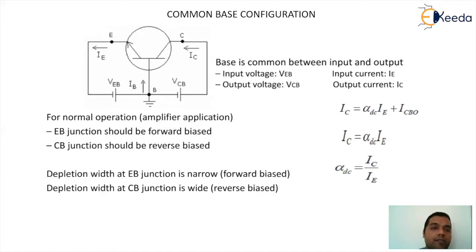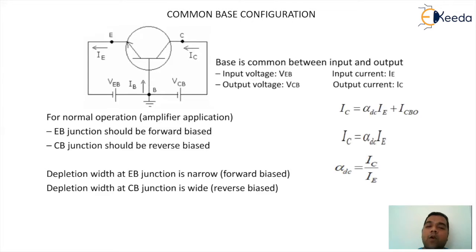There are two junctions, one junction between base emitter and one junction between base collector. The base emitter junction is always kept forward bias and the base collector junction is always kept reverse bias. This is the basic requirement of the device to operate as an amplifier. This will keep the device in the active region.